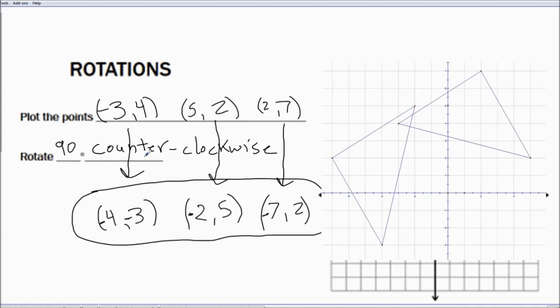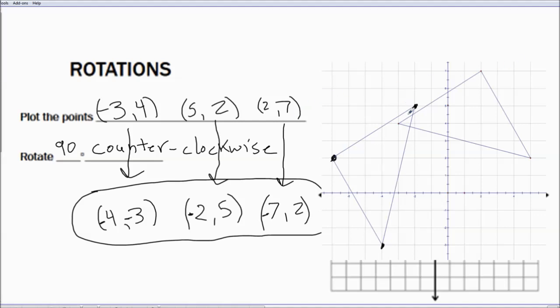Let's check and see if these points are accurate. So I had said we would have -4, -3. Let's see. Left 4, down 3. Hey, there it is. That was right. -2, up 5. So left 2, up 5. Hey, there's a point. And -7, 2. So -7 and 2. Okay, so I hit all those on the head.